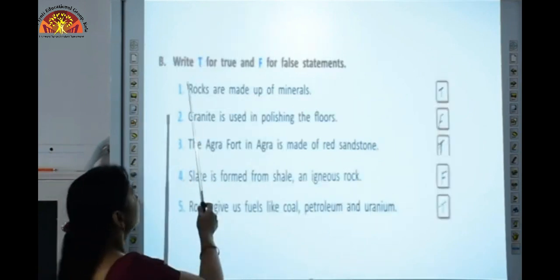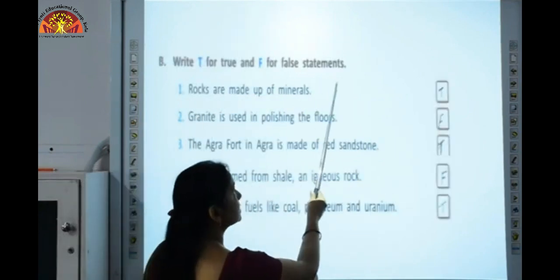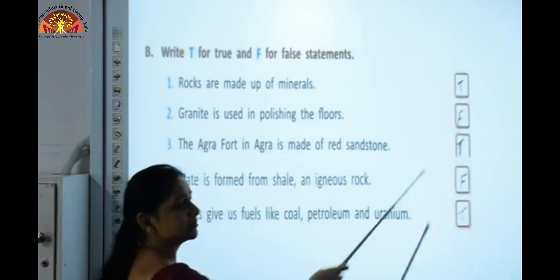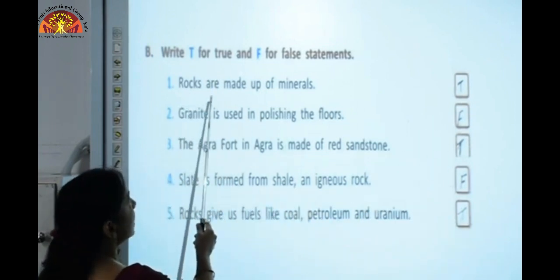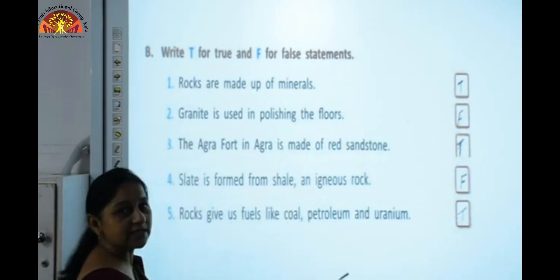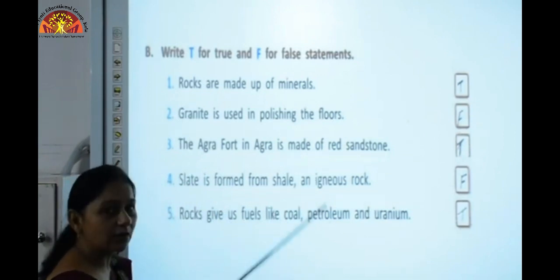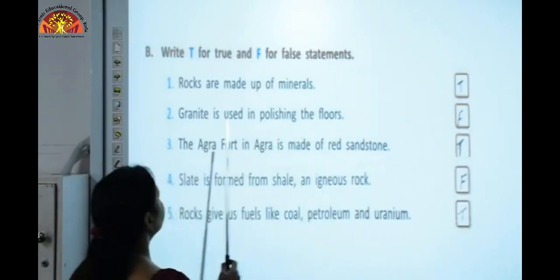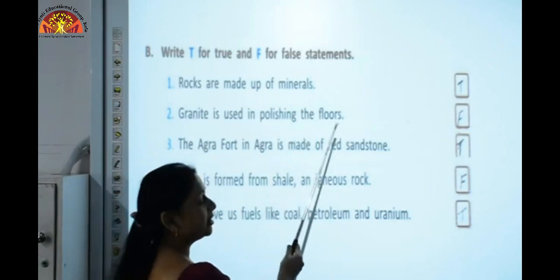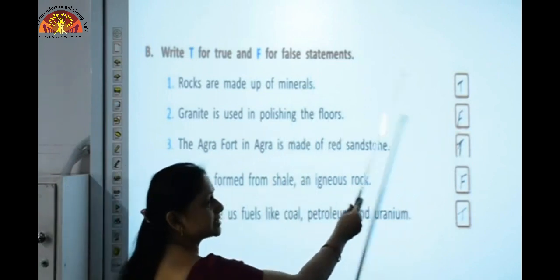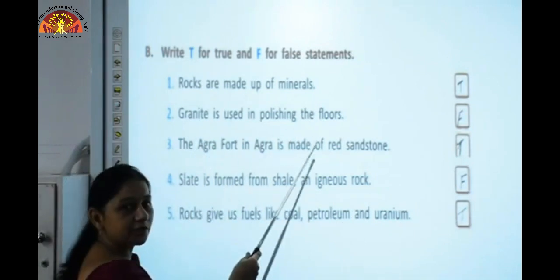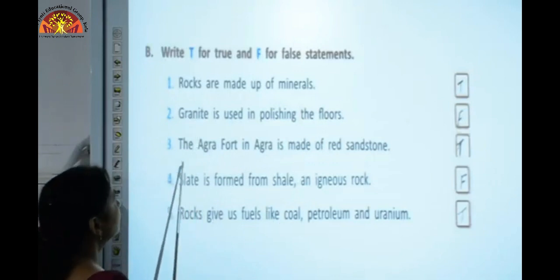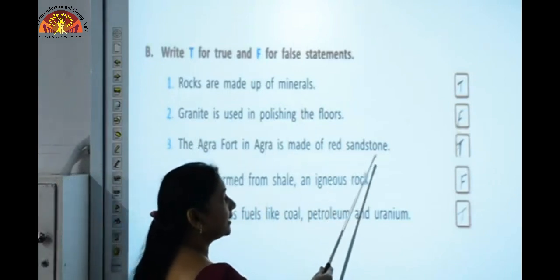Next exercise, write T for true and F for false statements. You need to write T and F for the correct and incorrect statements here. The first one, rocks are made up of minerals. As we have said in the starting that all the rocks present on the earth, they are made up of minerals. So this statement is true. Granite is used in polishing the floors. No, this is a false statement because granite is not used in polishing the floors. Pumice is used in polishing the floors. The third one, the Agra fort in Agra is made of red sandstone.